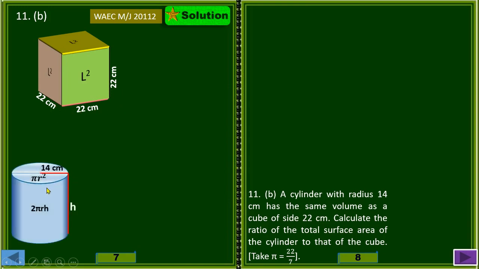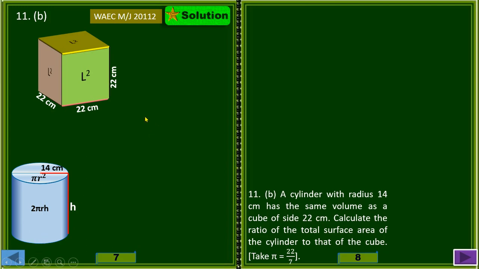Now this is the cylinder, the radius is 14 centimeters. The surface area of each face of this cube is L squared, and the three hidden faces are also L squared each. Here in the cylinder, the surface area is made up of three parts.